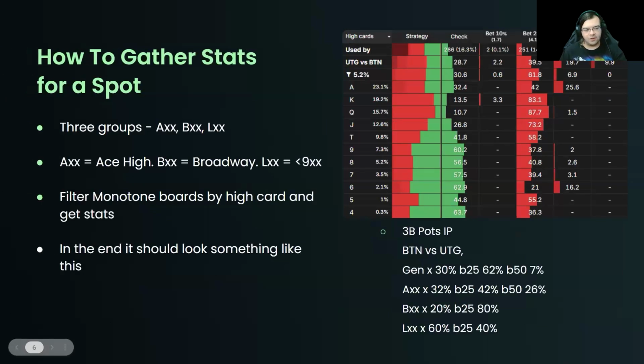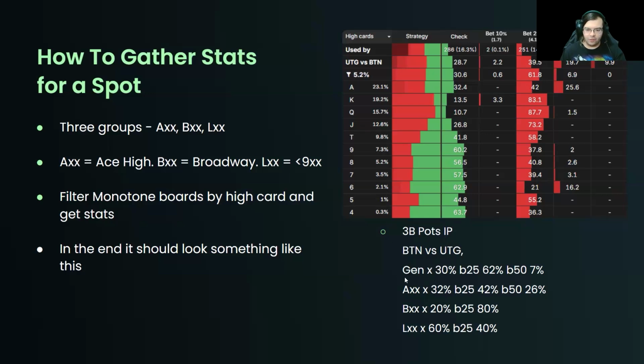How do we gather stats for a spot? We have 3 groups. We have ace high, Broadway, and low, right? So ace high, AXX, Broadway, BXX. That's how I do the notation. It's just a notation. And low is LXX. So at the bottom right, if I can direct your attention, the spot is UTG versus button SRP. And sorry, this is a 3-bet pot, button versus UTG. For some reason, this is another image.